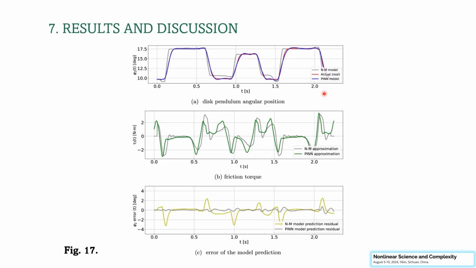Now let us proceed to the analysis of the results. In figure 17a, we have a time characteristic of the rotational motion of the pendulum in the form of a disk. The red line represents the recorded actual trajectory of motion. The gray line is the response of the numerical model obtained using parameters calculated with the Nelder-Mead algorithm, and the blue line is the response of the model obtained using the PINN-type network.